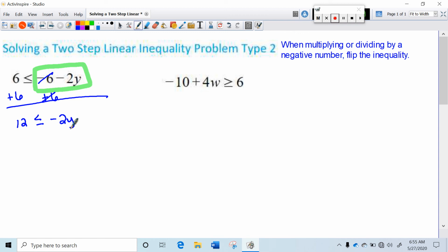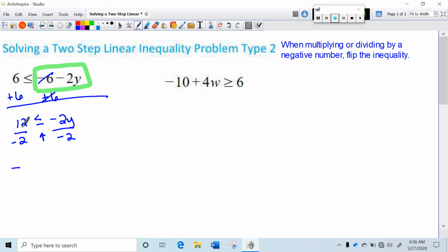Now this is a -2 times y because it's stuck together, and the opposite of times is divide. You have to divide by everything that is stuck to that letter, including the negative sign. But when you divide by a negative number, you have to flip the inequality. So on the first fraction, there's a negative on the bottom, but there's no negative on the top to cancel it out. So with multiplication and division, it takes two negatives to cancel.